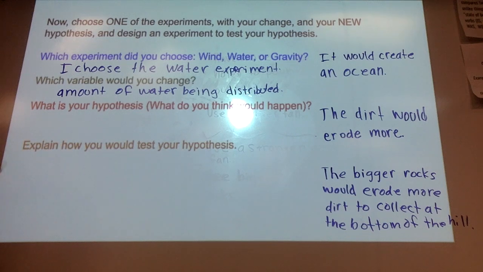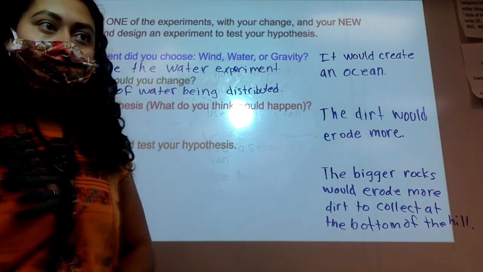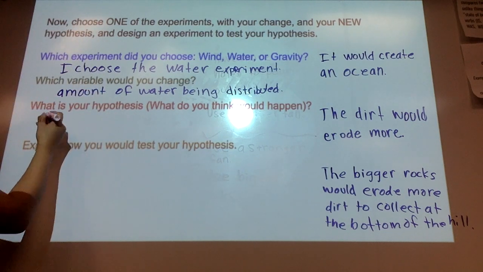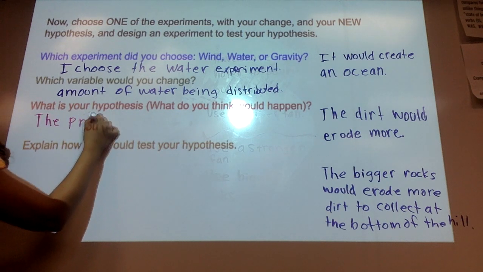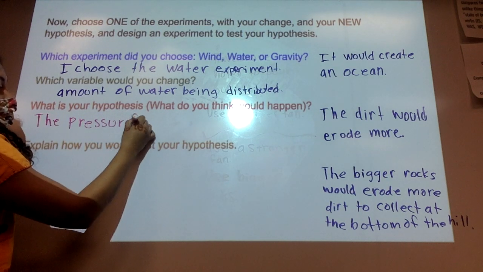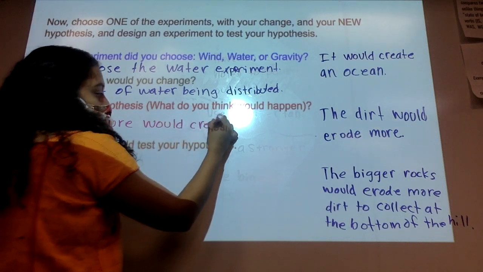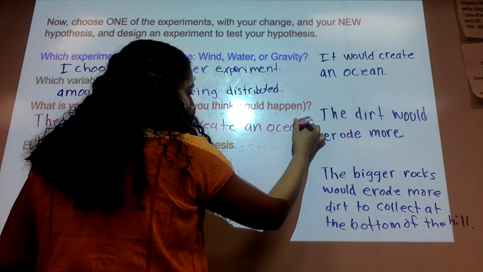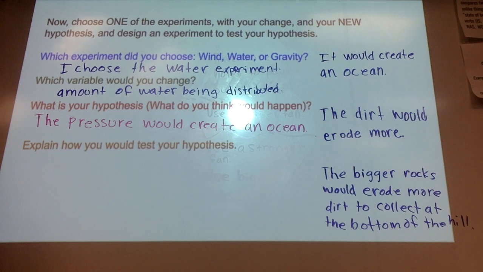What is your hypothesis? So what do we think would happen? It would make erosion. No. It would, the pressure would make like it. The pressure would create an ocean. Period. The pressure will create an ocean.